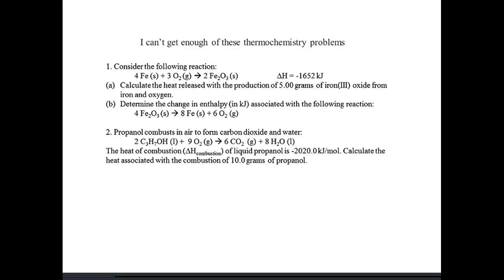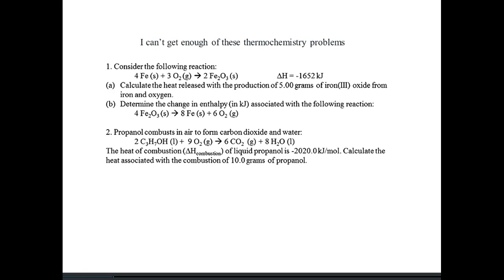So problem number 1, we have a reaction and it has a delta H written next to it. Because that delta H is in kilojoules and not kilojoules per mole, and we see stoichiometric coefficients in the problem, 4 moles of iron, 3 moles of oxygen, 2 moles of iron oxide, that means the delta H that's written there pertains to the reaction as it is written, which means that 1,652 kilojoules of heat would be released to the surroundings whenever 4 moles of iron reacts with 3 moles of oxygen and forms 2 moles of iron 3 oxide.